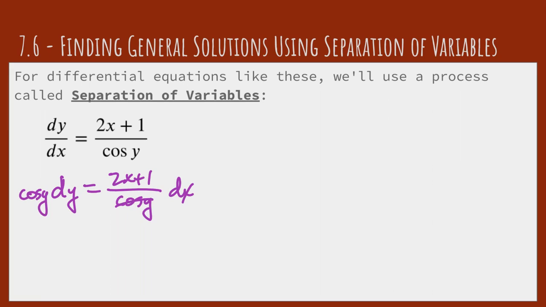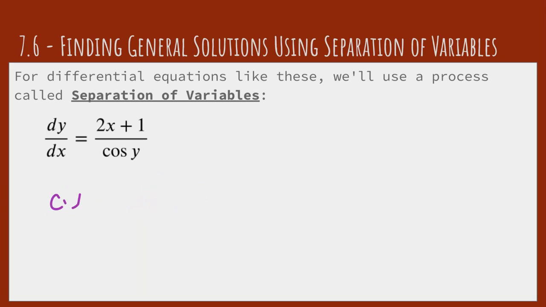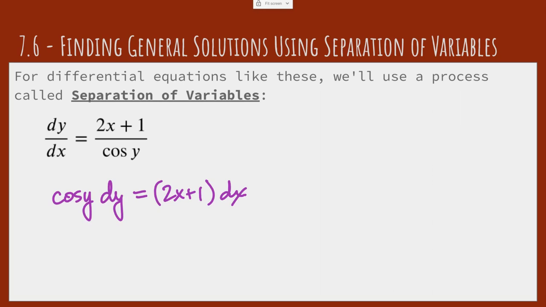So just cleaning that up, and this is what I would do all in one step if I can. We're going to get cosine of y times dy equals 2x plus 1, and that entire quantity is multiplied by dx. Okay, so notice that we multiplied the entire right side by dx, so we do need to put this in parentheses here.